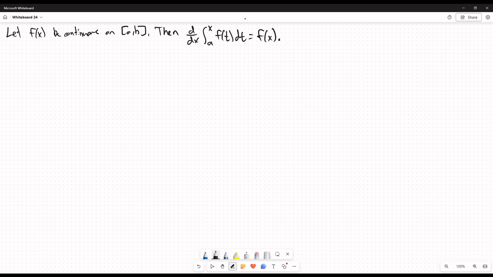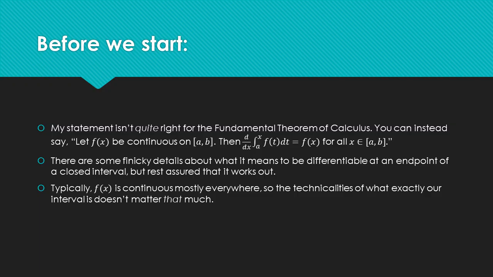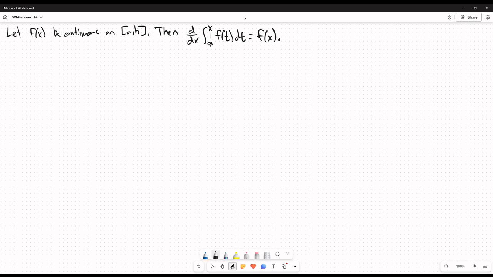In this video, we are going to prove the fundamental theorem of calculus, or at least the first part. The fundamental theorem of calculus says that if f of x is continuous on the closed interval a, b, then the derivative of the function, the integral from a to x of f of t dt, is going to equal f of x. So let's go ahead and prove that.